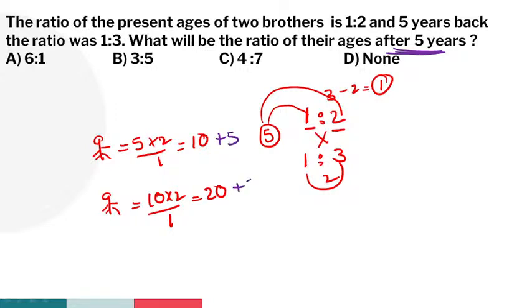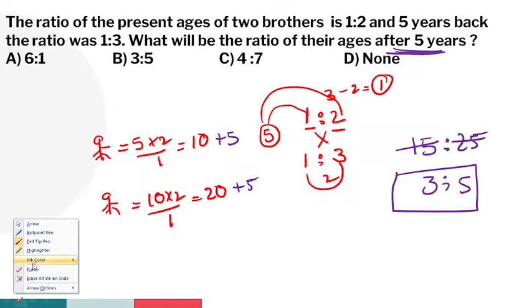10 plus 5, 20 plus 5. 10 plus 5, 15. 20 plus 5, 25. So 3 and 5. Then answer is 3 is to 5. Which option is the right answer? Option B is the right answer. Clear, guys, all of you? So very, very dead easy question, guys.